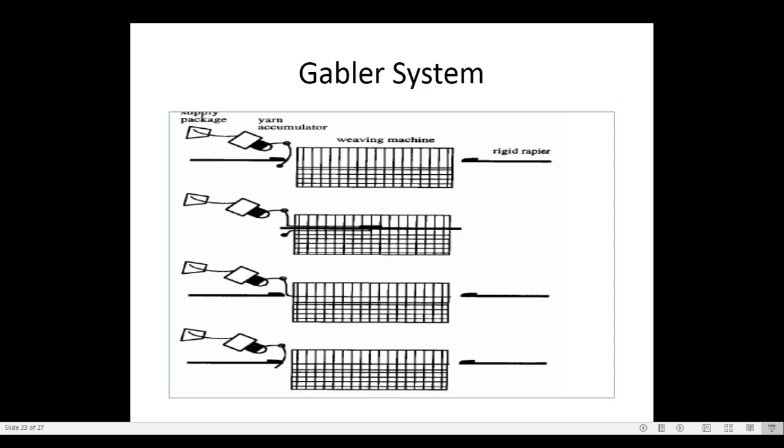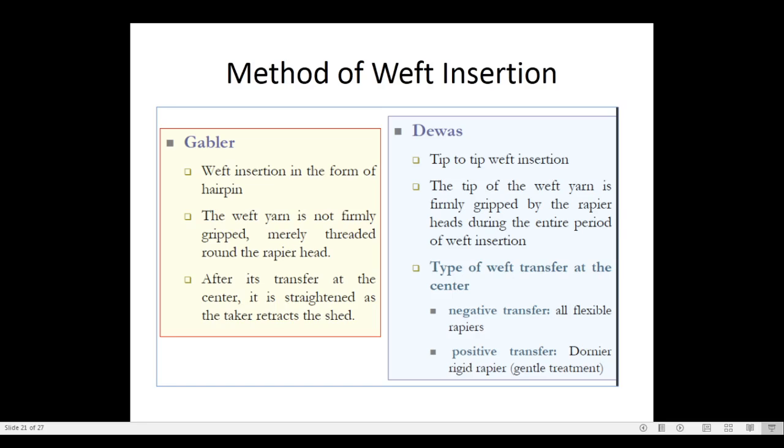So I hope the figure is completed. So Deva system and Gabler system. Now we will see the advantage and disadvantage of each rapier. I think the figure has been drawn by everyone. So this is our method of weft insertion. We have clearly seen the concept of Devas weft insertion, and we have seen Gabler.